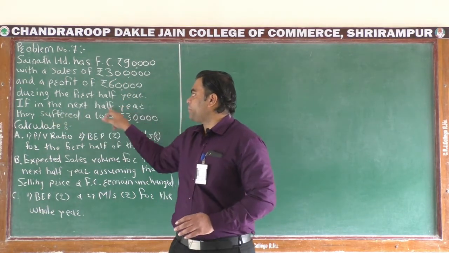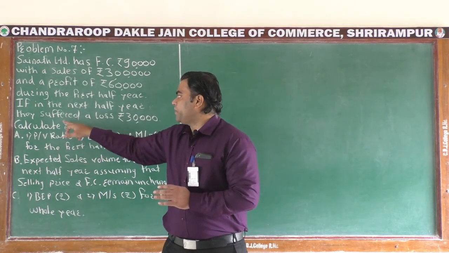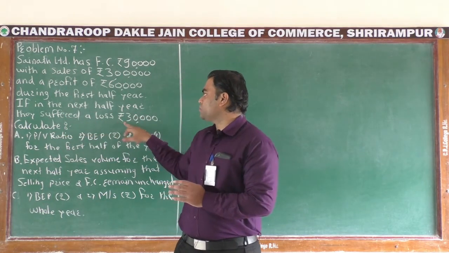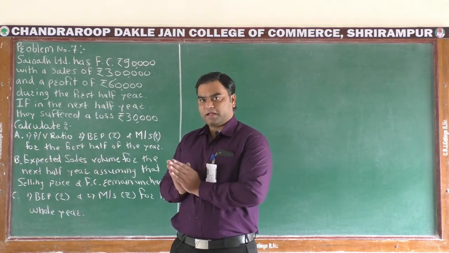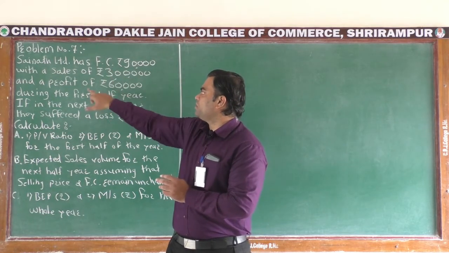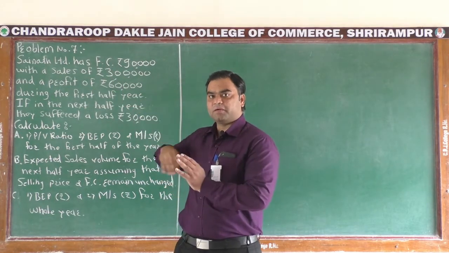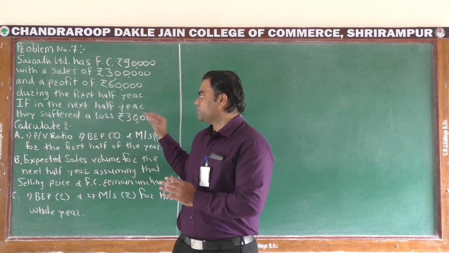If in the next half year, company suffer a loss rupees 30,000 in next half of the year. Company suffer loss. In first half there was a profit of rupees 60,000, but in second half of the year there is a loss of rupees 30,000.